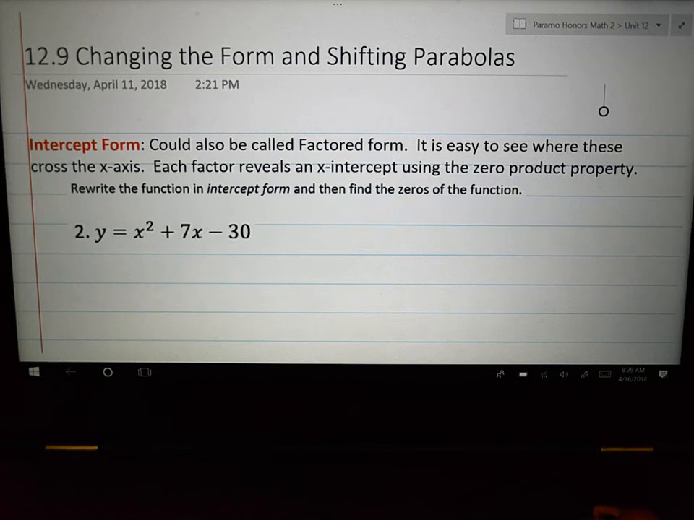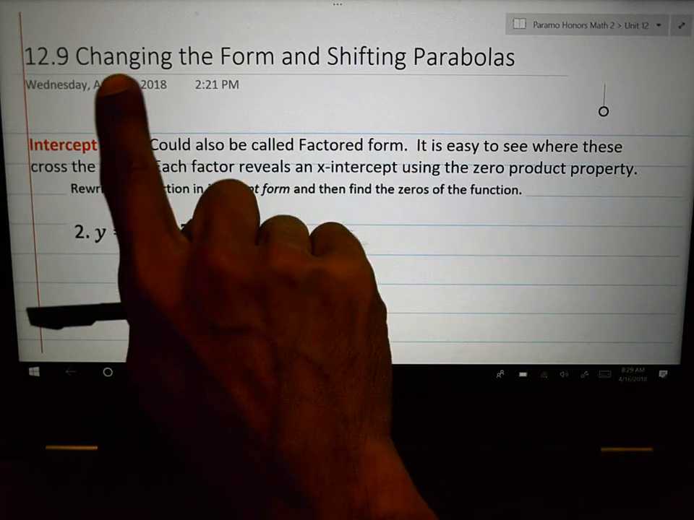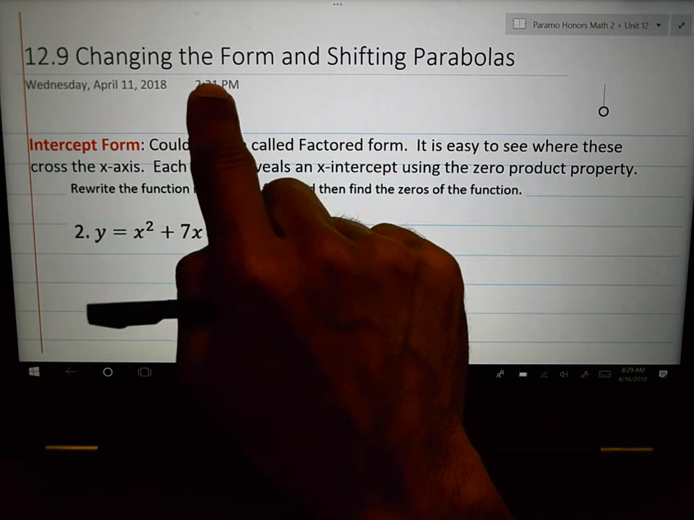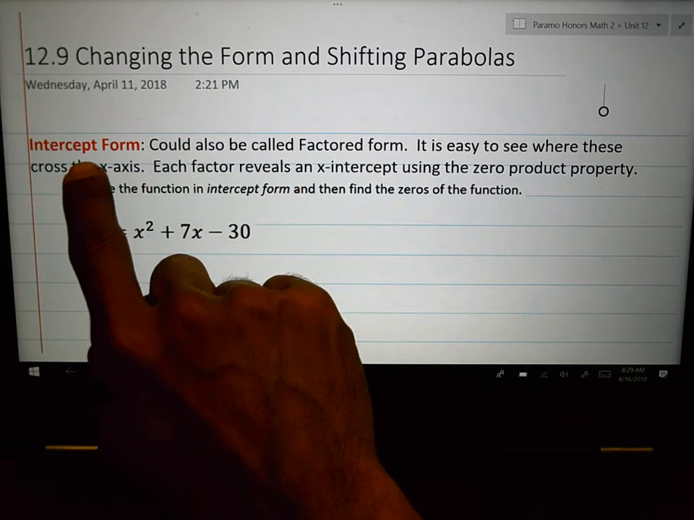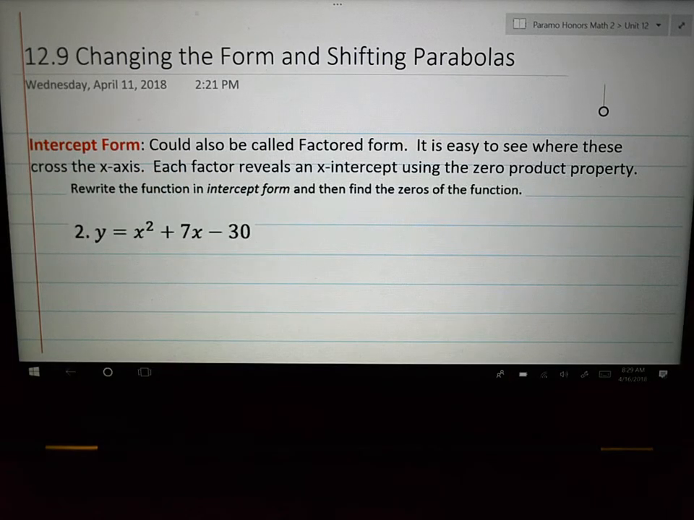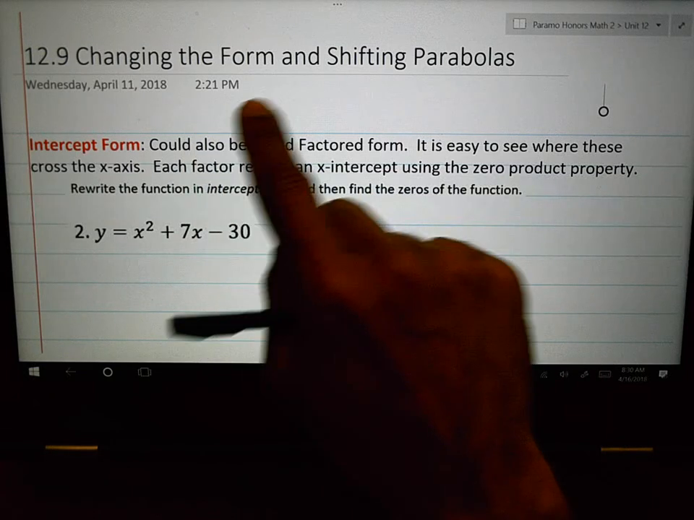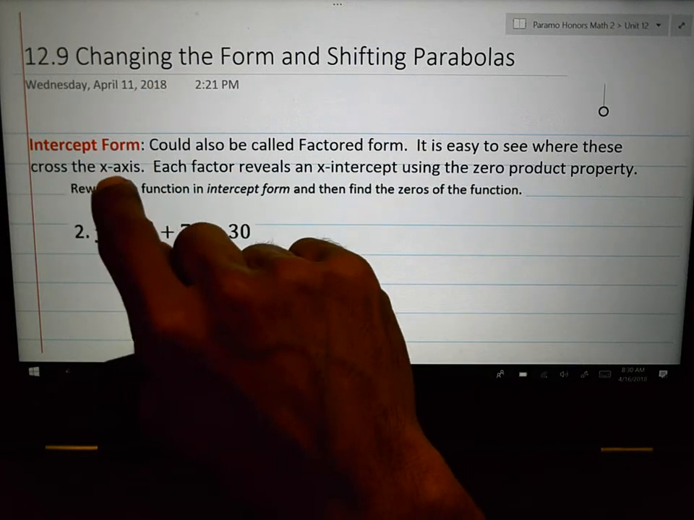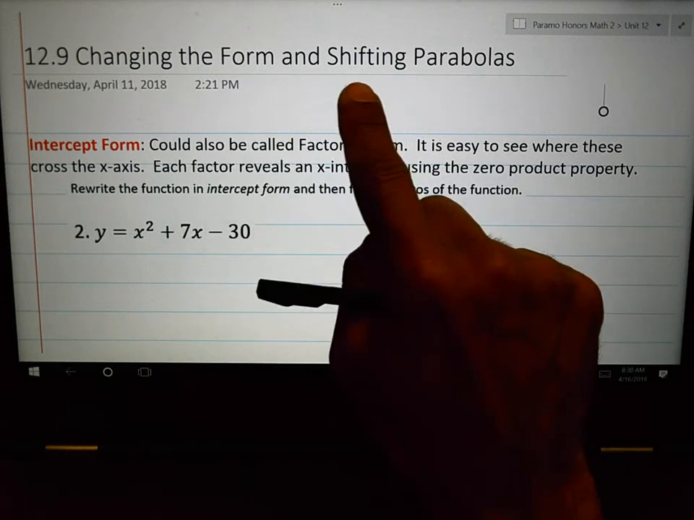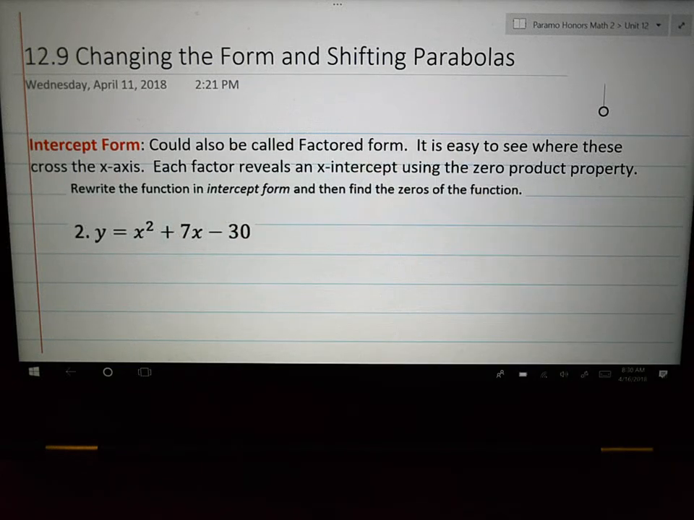The very last section, 12.9, kind of summarizes the last few odds and ends that you need to know for this unit. The first thing that you're going to have to do is change from one form into the next. They introduced the very last form, which is called Intercept Form, and you're going to need to be able to convert this to find the vertex. And you're also going to use Intercept Form to find things called solutions or x-intercepts, and we'll talk about that in a second.